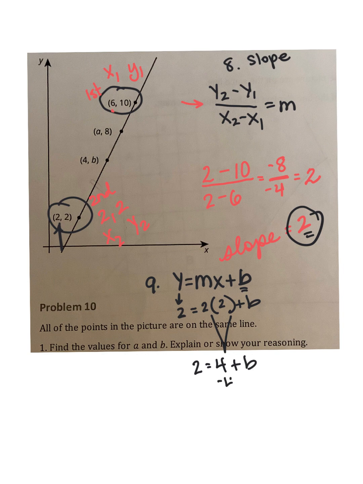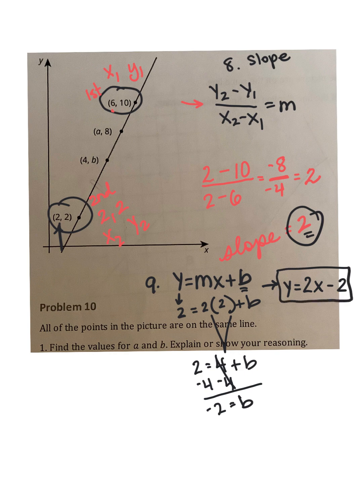To figure it out, let's subtract 4 from both sides. 2 minus 4 is negative 2. 4 minus 4 is 0. So we're left with b, and the variable b represents your y-intercept. So that lets us write our equation. y equals 2x, because that's your slope, minus 2, your y-intercept. This is the answer to number 9.